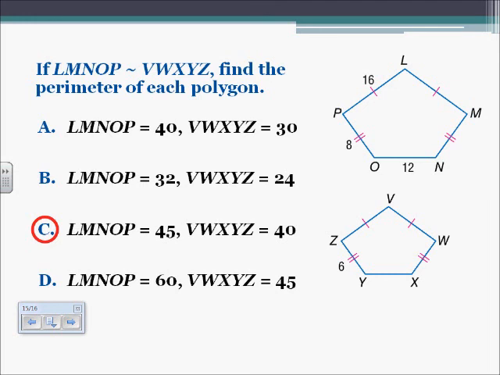Oh, and it went to the wrong spot here. I'm sorry about that. Should be down here at T. Okay.